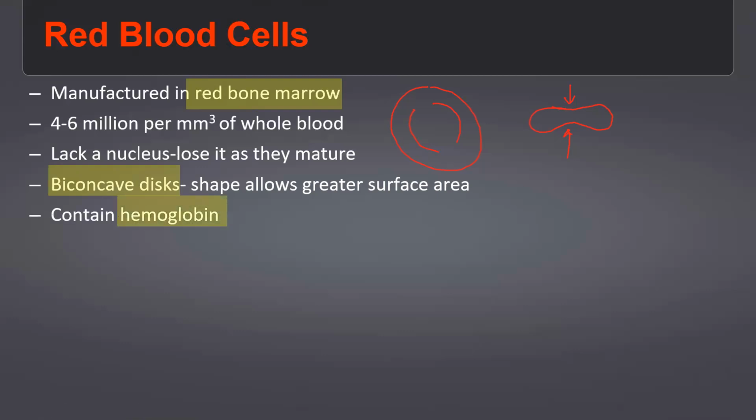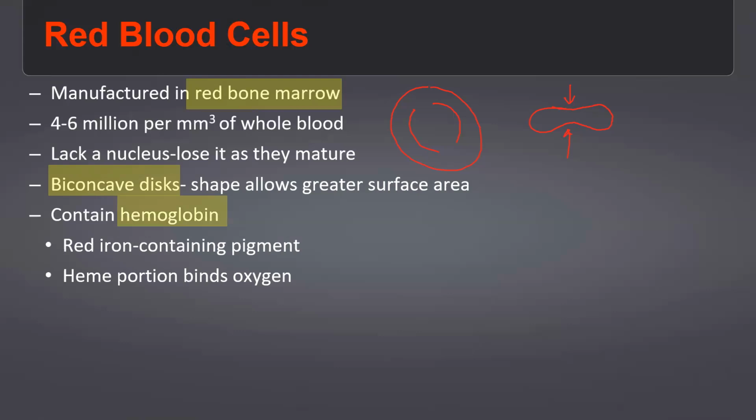Red blood cells contain something called hemoglobin, which is what carries oxygen. It's the thing that oxygen binds to. And more specifically, there's a portion of hemoglobin called the heme portion that oxygen binds to. Hemoglobin is red, and that's where red blood cells get their red color from iron. And as I'd said, there's a heme portion that binds to oxygen. And there are 4 binding sites for oxygen, 4 heme molecules that oxygen will bind to.